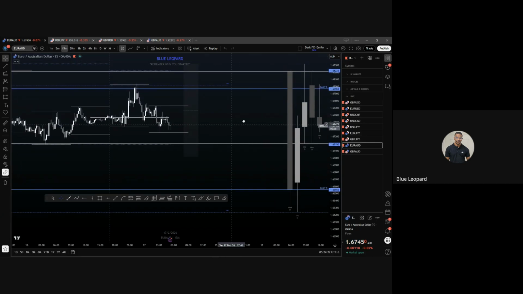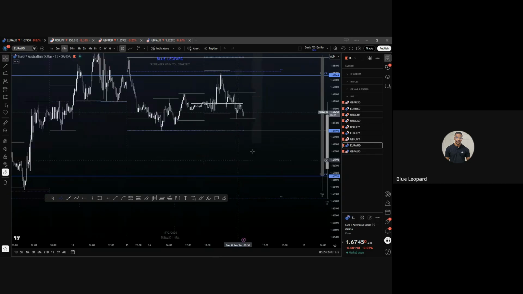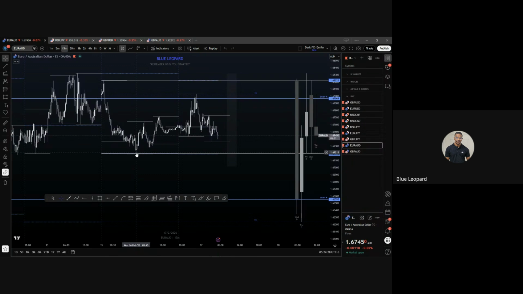You have the direction, you have the target, you have this daily key level, you have the previous weekly low, you have the previous daily low here, which is the extreme low point of our inside bar.